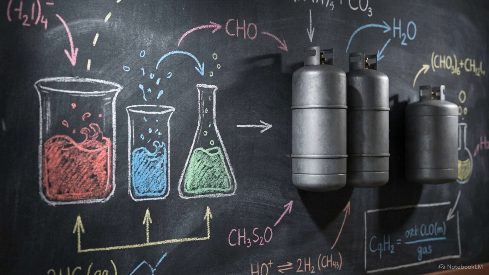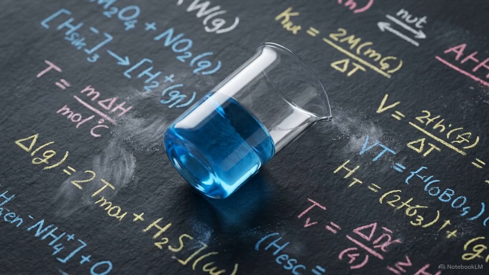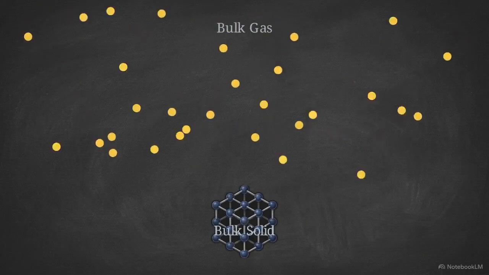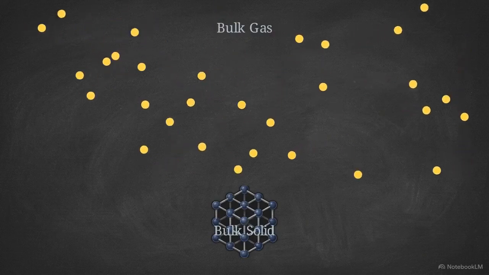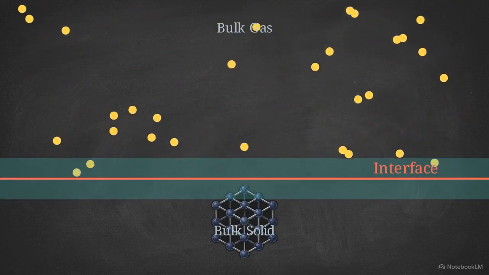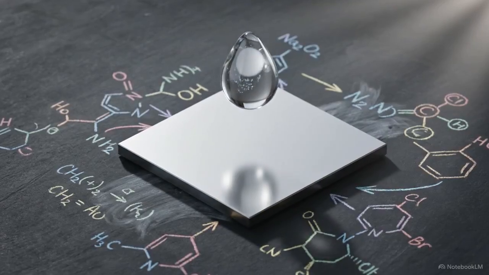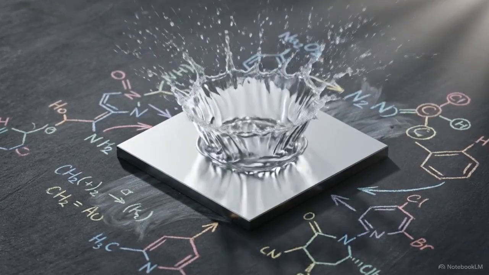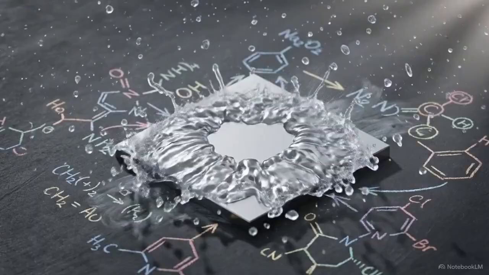When we study chemical reactions, we usually think about bulk volumes, beakers of liquid mixing, or tanks of gas colliding. But surface chemistry focuses strictly on the boundary. It's the study of the physical phenomena that occur exactly where two different phases of matter meet, like the hard edge between a solid and a gas.